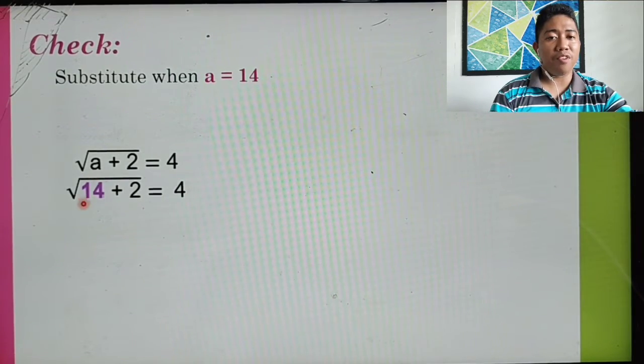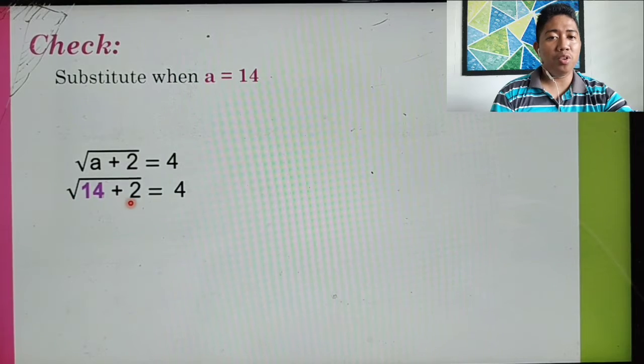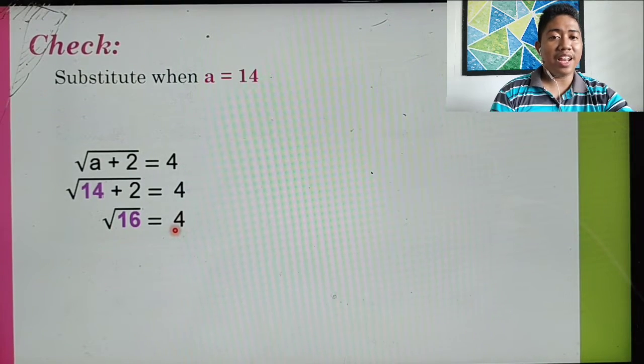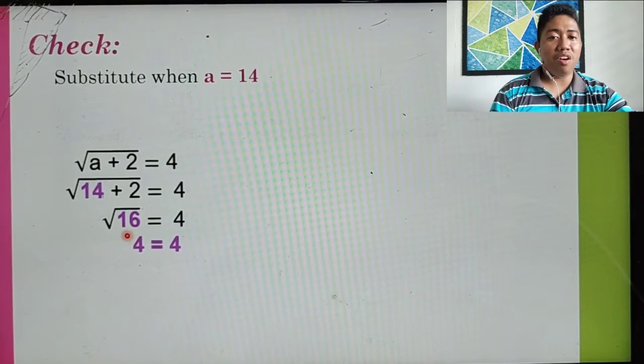So the value of a is 14, so it becomes square root of 14 plus 2 is equal to 4. And then we get the sum of these two numbers. So it becomes square root of 16 equals 4. And then after that, the value of square root of 16 is 4. So now 4 is equal to 4.